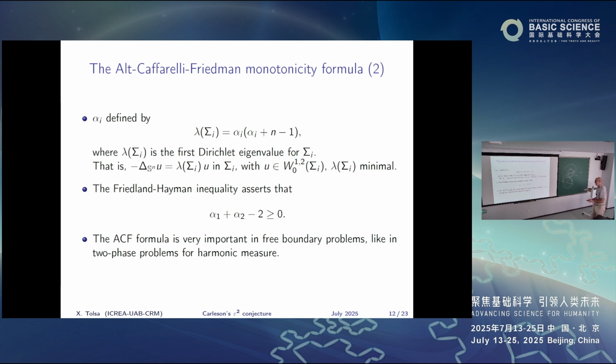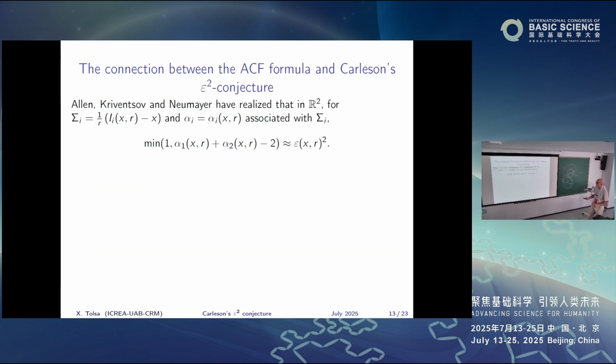Well, as I already said, the Alt-Caffarelli-Friedman formula is useful in free boundary problems, and in particular in free boundary problems where one studies, for example, two phases of the harmonic measure, and the two phases are two disjoint domains. That we will not talk too much about. Well, what is the connection of these numbers with our epsilon coefficients?